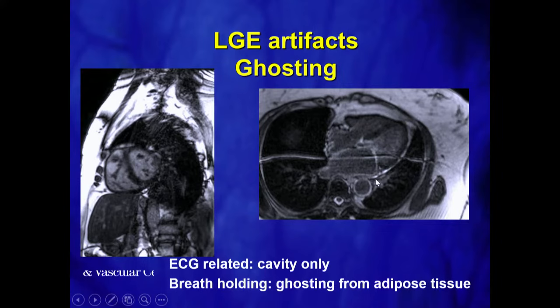Some ghosting artifacts we see on late gadolinium enhancement. So you can see this line over here on this four-chamber view, and you could also see another line projecting somewhere over here in this area. And if these are occurring because of heart rhythm abnormalities, they're only going to affect the cavity.